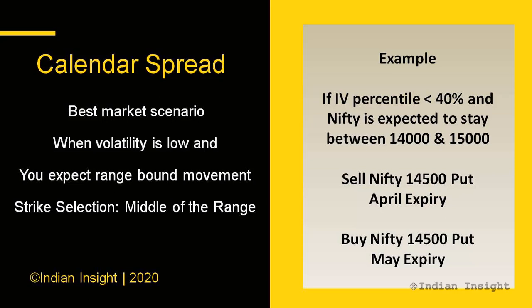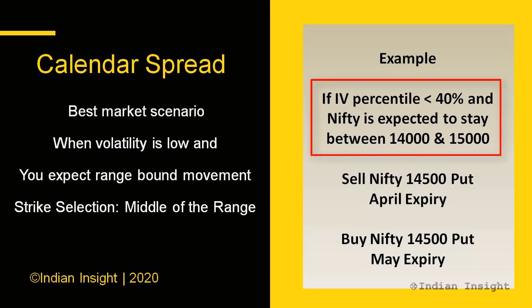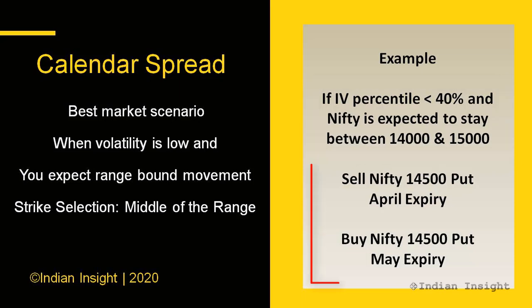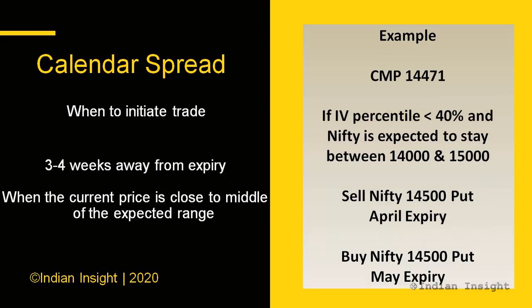You can execute a calendar spread for an option with the strike price in the middle of your expected price range. For example, if you see that the IV percentile is less than 40% for this scrip and you expect that the Indian Nifty is likely to stay in a range of 14,000 to 15,000, then you can initiate a calendar spread by selecting a strike price close to the middle of this range. In this case, we have initiated a calendar spread by selling the 14,500 strike put and buying the 14,500 strike put. The next question is, when should you initiate the trade if the market conditions are met?